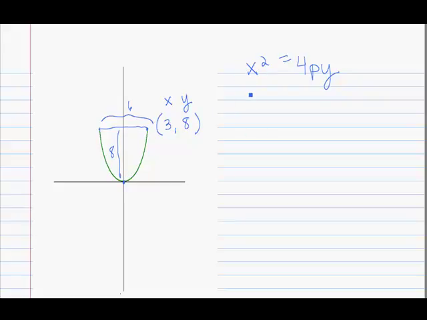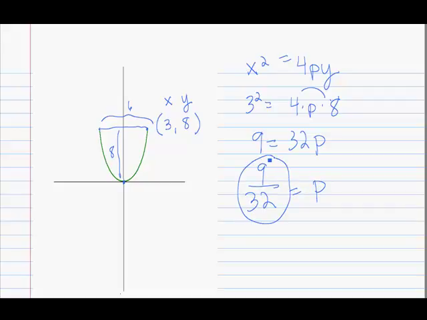And we substitute these values into this equation. So we get 3 squared equals 4 times p times 8. 9 equals 32 times p. And now we divide both sides by 32 to get the p by itself. And this is actually our answer. However, it's going to be a little bit easier to actually measure when we turn it into a decimal number.